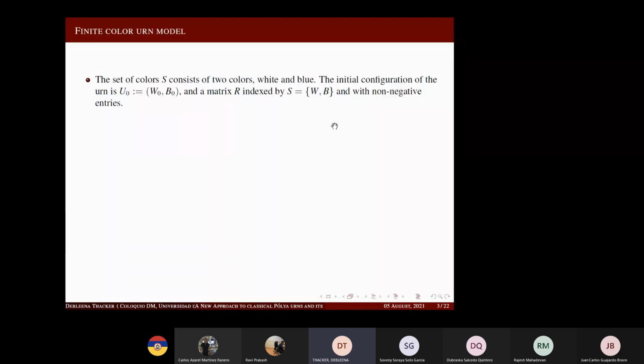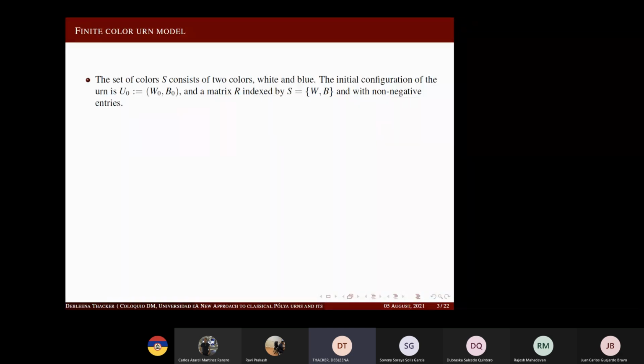That row has some entries. Those entries are the number of balls that we are going to add. For example, say WW: the entry corresponding to WW is actually the number of white balls that we are going to add, and the number corresponding to WB is the number of blue balls when we are choosing a white ball. So this is how the process is going to evolve.